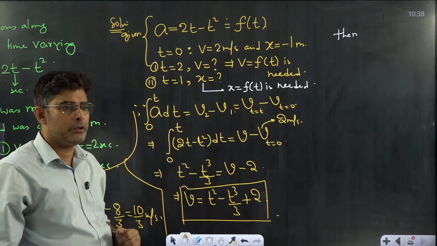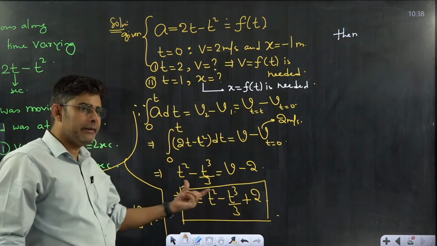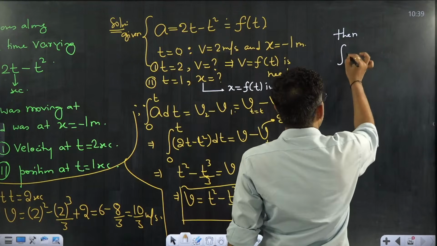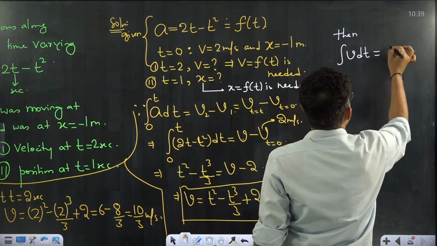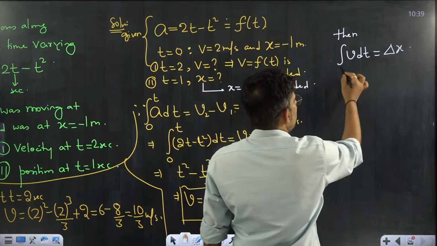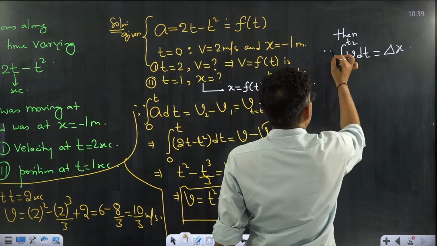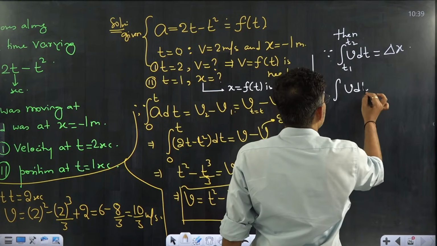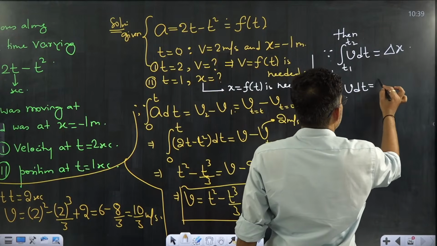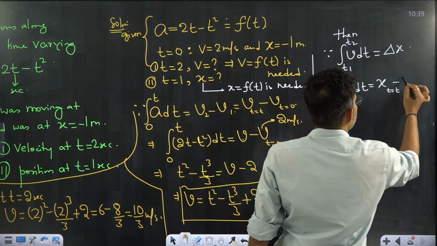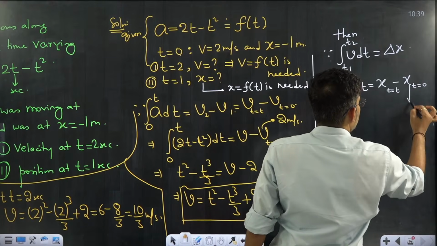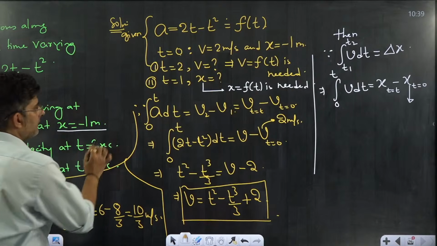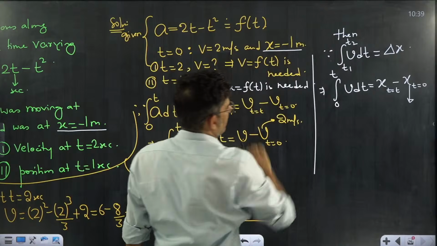I have velocity as a function of time. Ask yourself, if velocity is given as a function of time, how do I get position? I told you, when you integrate velocity with respect to time, you get the change in position. I said this or not? From t1 to t2. So if I integrate velocity with respect to time from 0 to t, I will get x at t equals t minus x at t equals 0. In the question, they have clearly mentioned that at t equals 0, the particle was at minus 1.